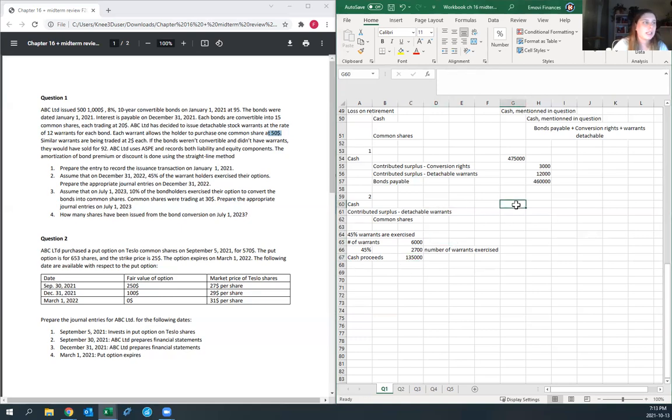So your cash is 135,000. Your contributed surplus, detachable warrants, is 45% of the contributed surplus that we found earlier, so of 12,000. That gives us 5,400. And then common shares is just the sum of your two debits. So that gives us a common share of 140,400.